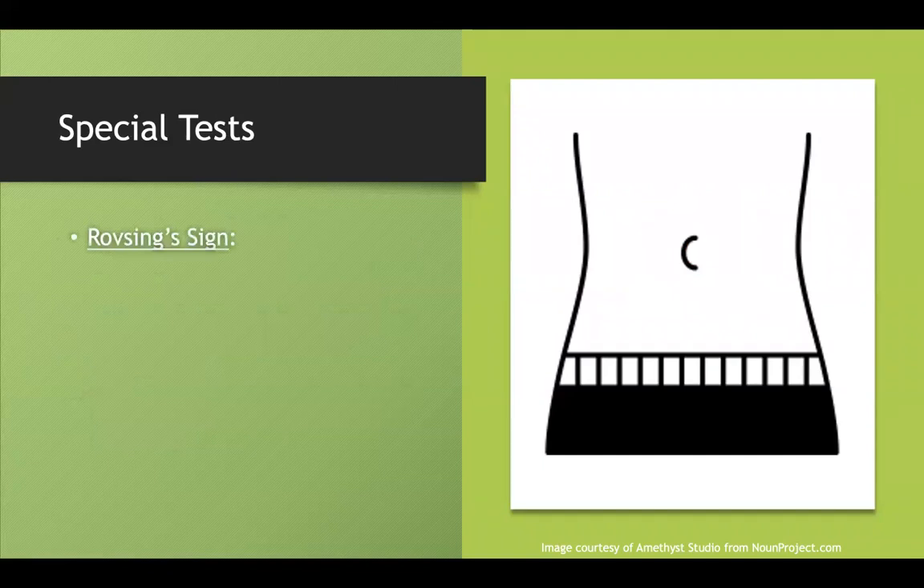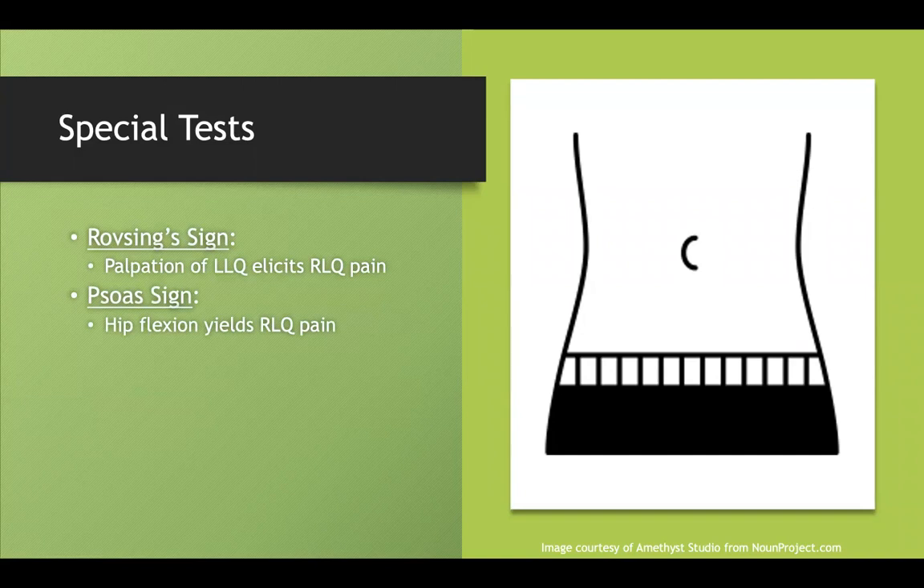The Rovsing sign is where you push on the left lower quadrant, and then you get pain at McBurney's point in the right lower quadrant. So imagine I push here on the left side, and there's pain on the right side. The psoas sign is where hip flexion yields right lower quadrant pain. And this should be straightforward if you know that the psoas is one of your primary hip flexors. So you just flex your hip up. So you basically raise your leg up to the ceiling and you get pain there. That's a positive psoas sign.